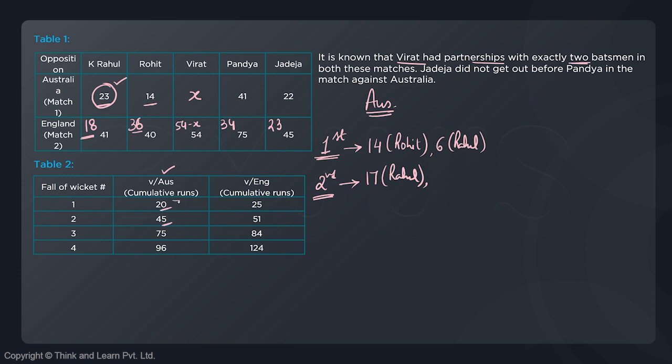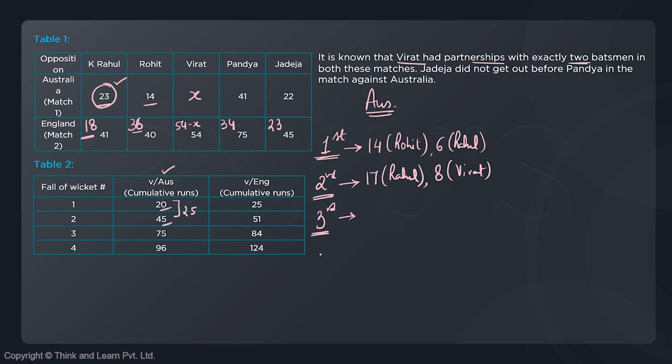The second partnership was of how many runs? 45 minus 20. The partnership was of 25 runs, out of which 17 are made by Rahul. The remaining 8 must have been made by Virat. Now, who comes to the crease? Pandya comes to the crease because it is already given to us. They come in the same order.